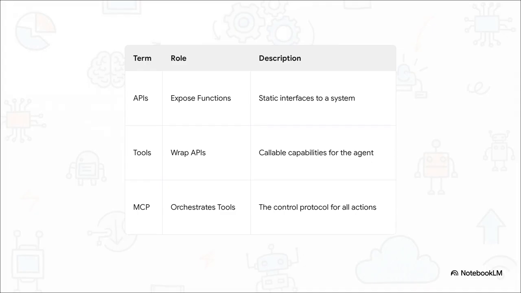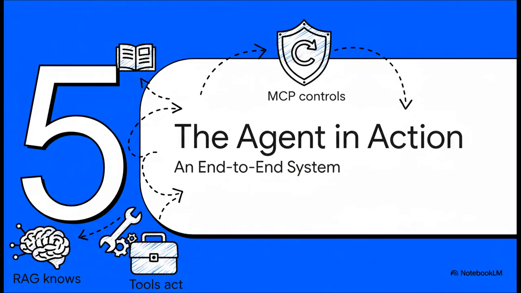This table really helps put it all together. You can see how it's a stack, right? At the very bottom, you have your raw APIs, the basic functions of a system. Tools are what wrap those APIs into nice, neat capabilities the agent can understand. And then, sitting right on top, you have MCP, orchestrating and controlling everything. Each layer builds on the last to create a really robust system. All right, we've got our building blocks: RAG for knowing, tools for acting, and MCP for controlling. Now for the fun part. Let's put it all together and see this thing in action as a complete end-to-end system.